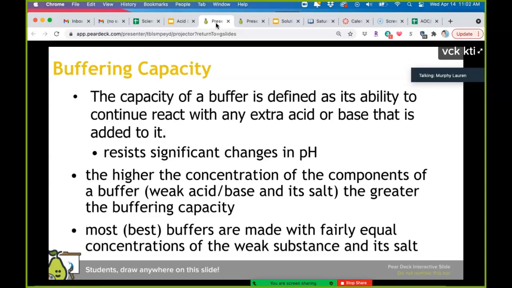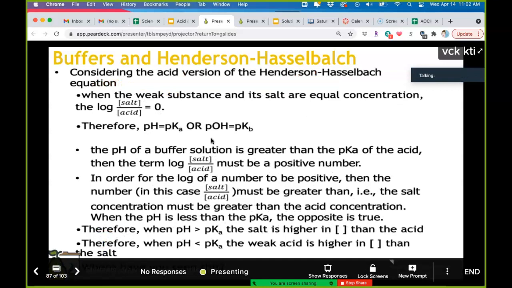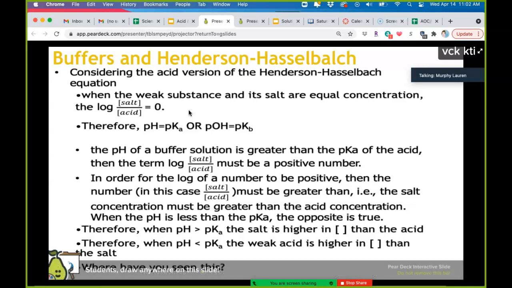And in general, really good buffers have similar amounts of the acid and the basic part. They don't have to be identical, just similar. So if you have one part of a buffer that's 0.1 molar and the other part is 0.0001 molar, it's not going to be a great buffer. Now, this next concept is going to be conceptual. Actually, I'm going to skip this real quick and I'll record it when we're done.